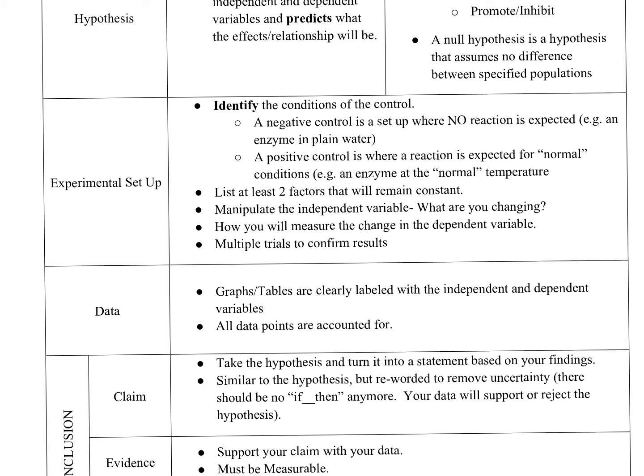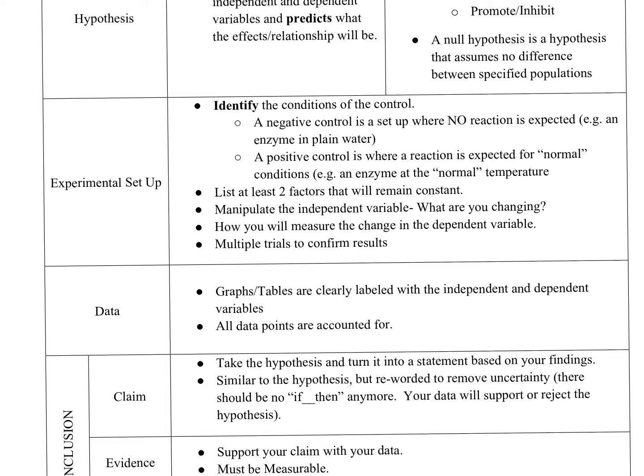Next, we're going to talk about factors that remain constant. It's important that in every experiment you set up, everything remains constant except for the independent and dependent variable. By doing this, you can help to ensure that the experiment is going to be fair. So everything except the dependent and independent variable has to be kept the same.